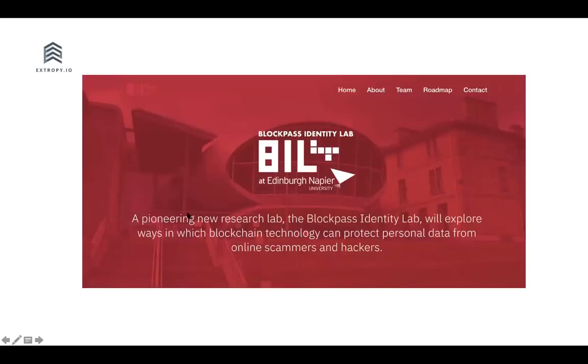Something perhaps more down to earth. There is a lab at Edinburgh Napier University called the BlockPass Identity Lab. BlockPass is a company working in identity, and they are using zero-knowledge proofs around identity. So there are great use cases around identity.